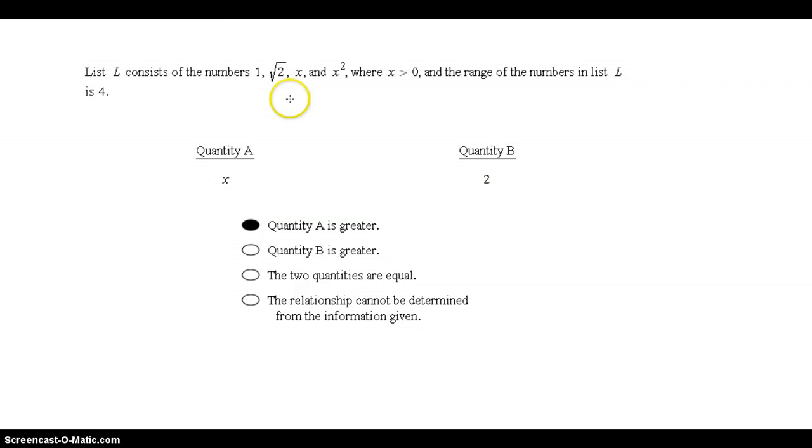Okay. This one's more of a logic puzzle. So we have these four numbers, 1, square root of 2, x, and x squared, where x is positive. So we know that x is a positive number, and also x squared, of course, would be positive. And the range of the numbers in the list is 4, which means that the maximum minus the minimum is 4.